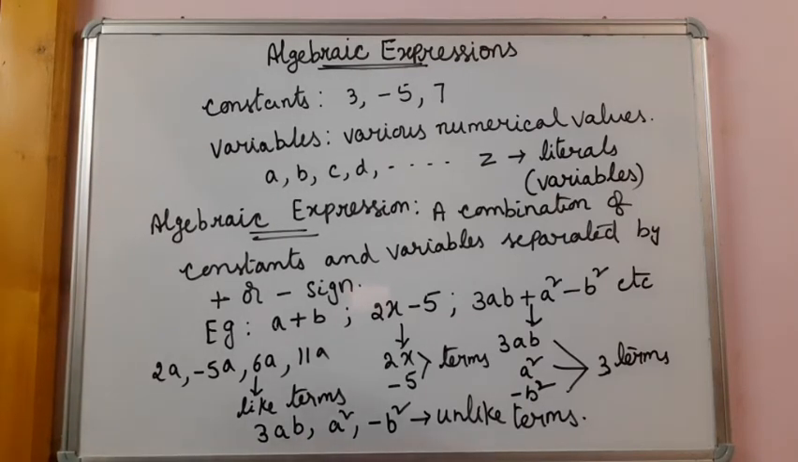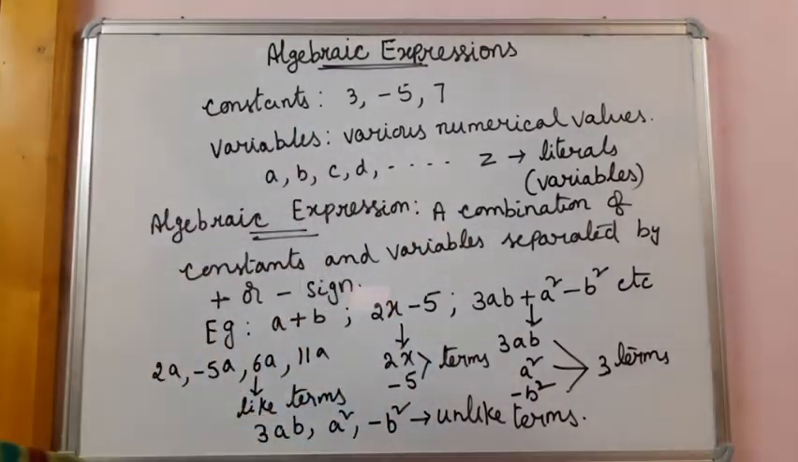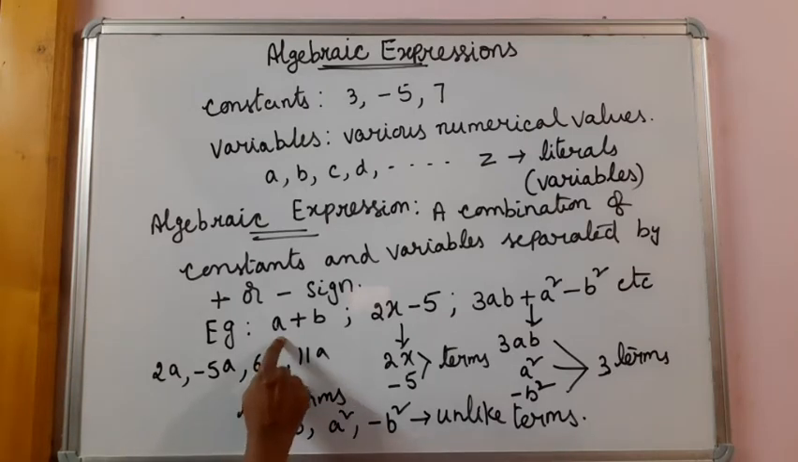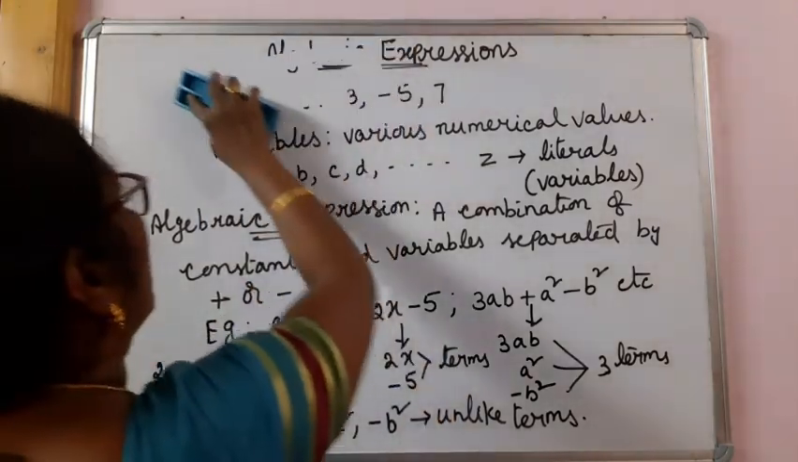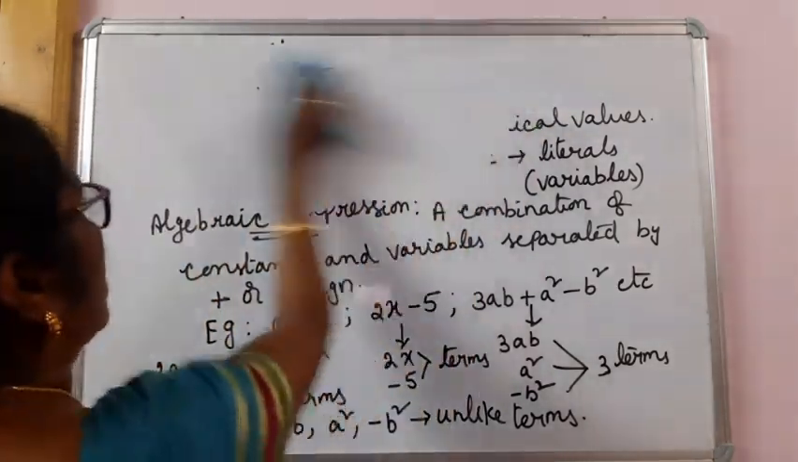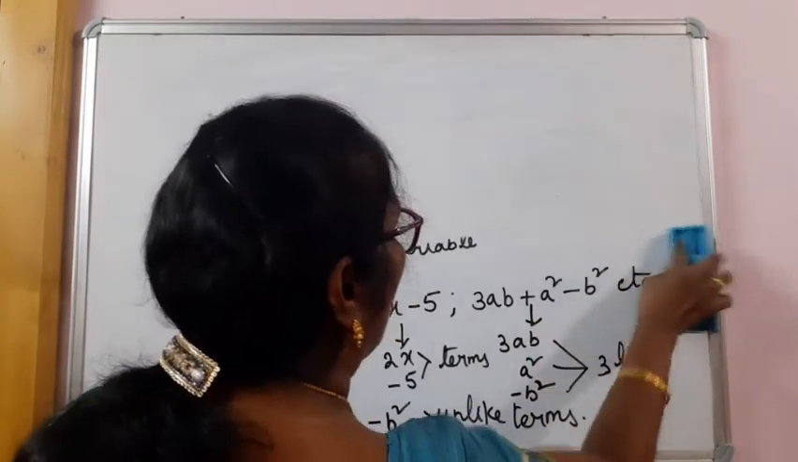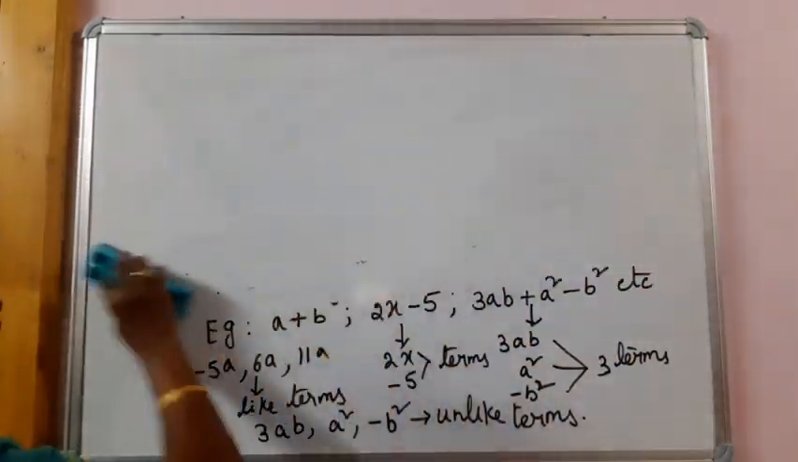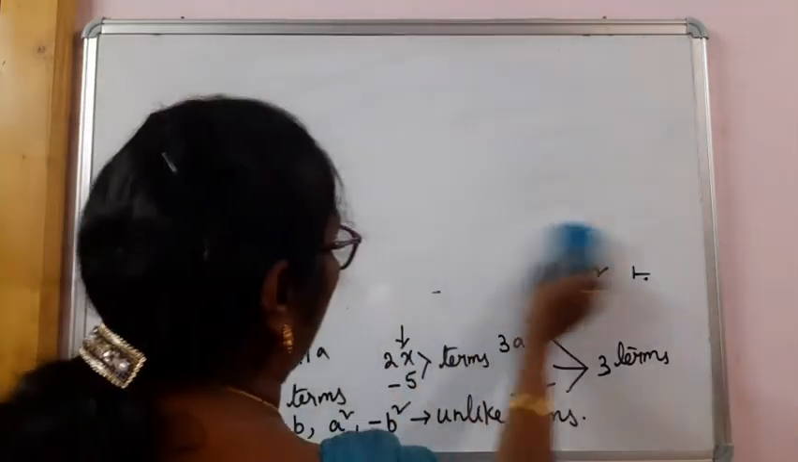Okay? And what is a polynomial? An expression having two or more terms is called a polynomial. An algebraic expression in which the powers of the variables are whole numbers is said to be a polynomial. Okay? The algebraic expressions whose powers of the variables are whole numbers are said to be polynomials.